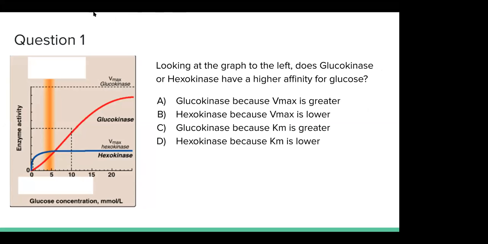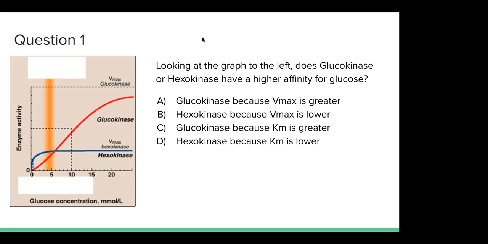So I said it was D because if you look at the curve, the Km value at which it reaches the maximum is a lot lower on the hexokinase curve than the Km at the half Vmax value for glucokinase.